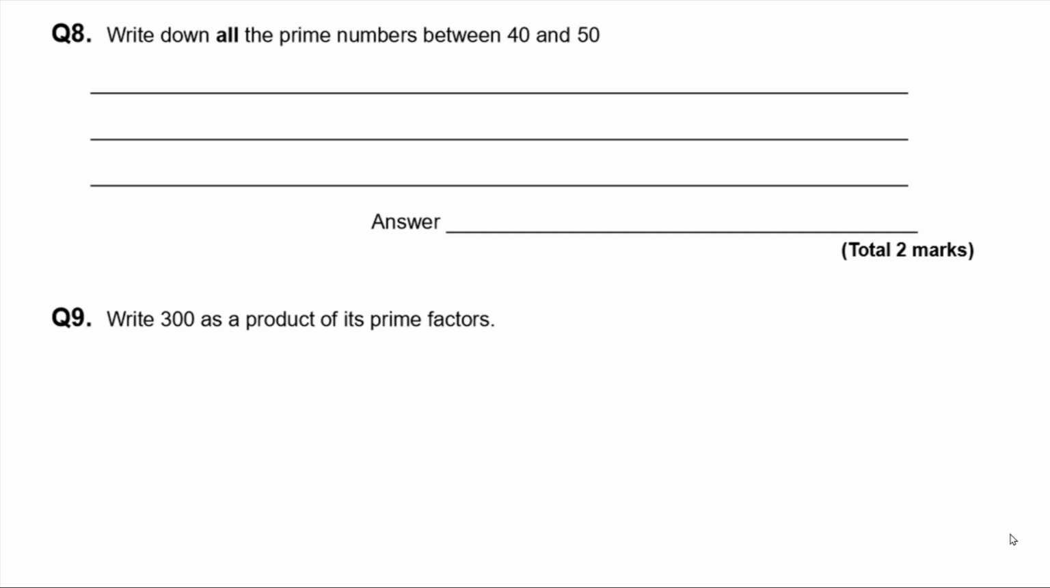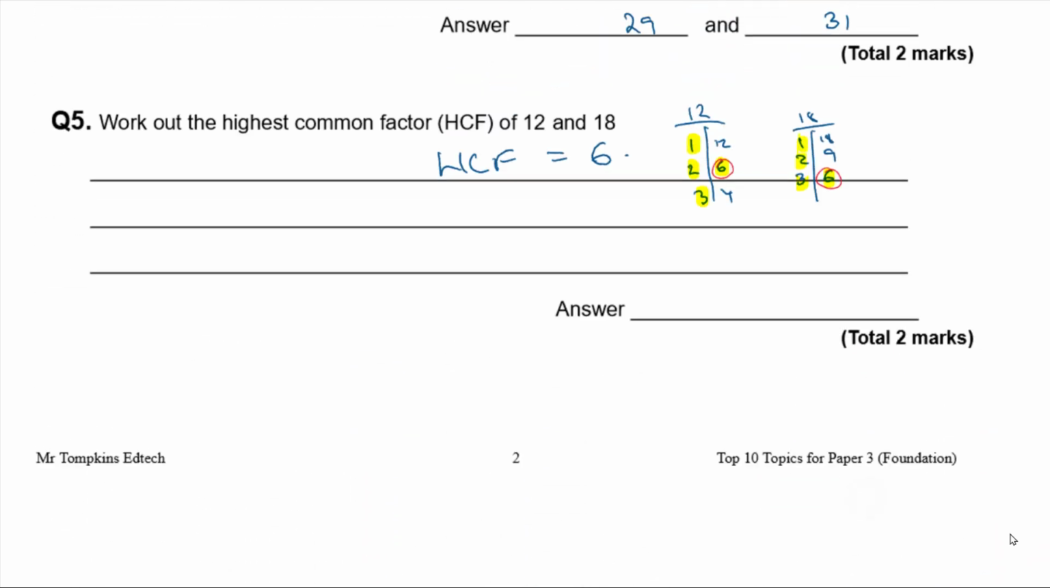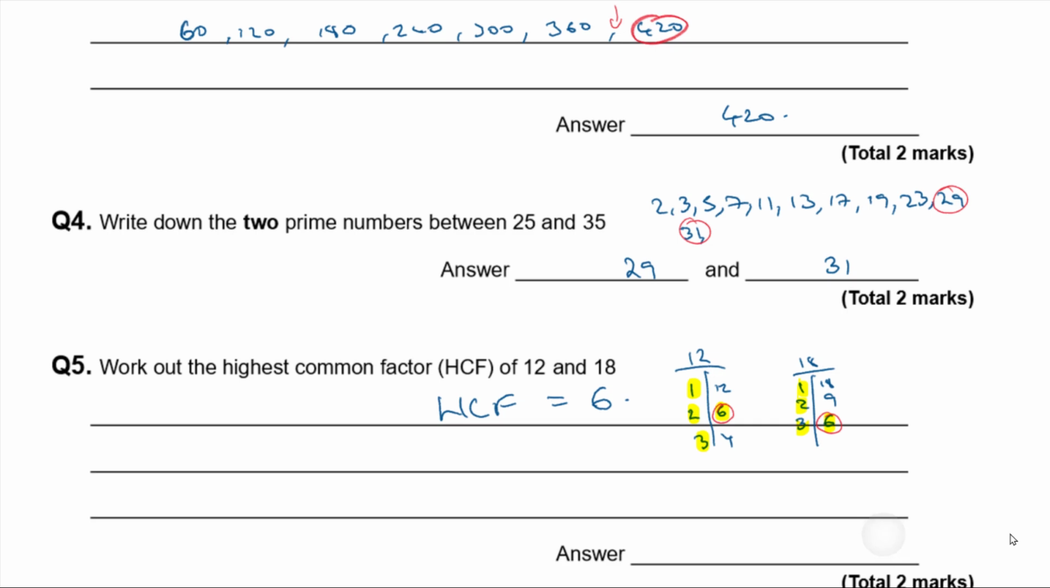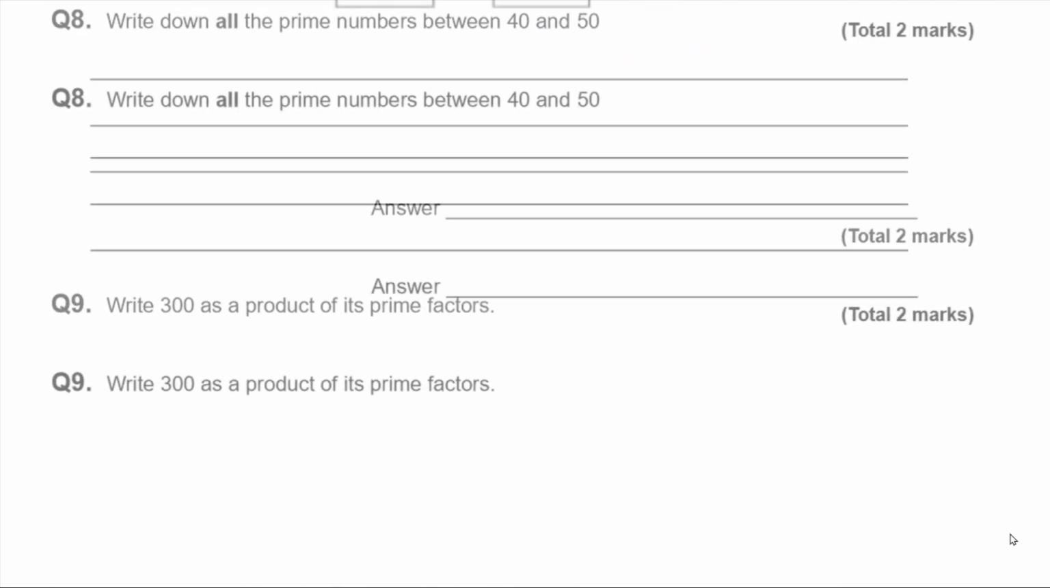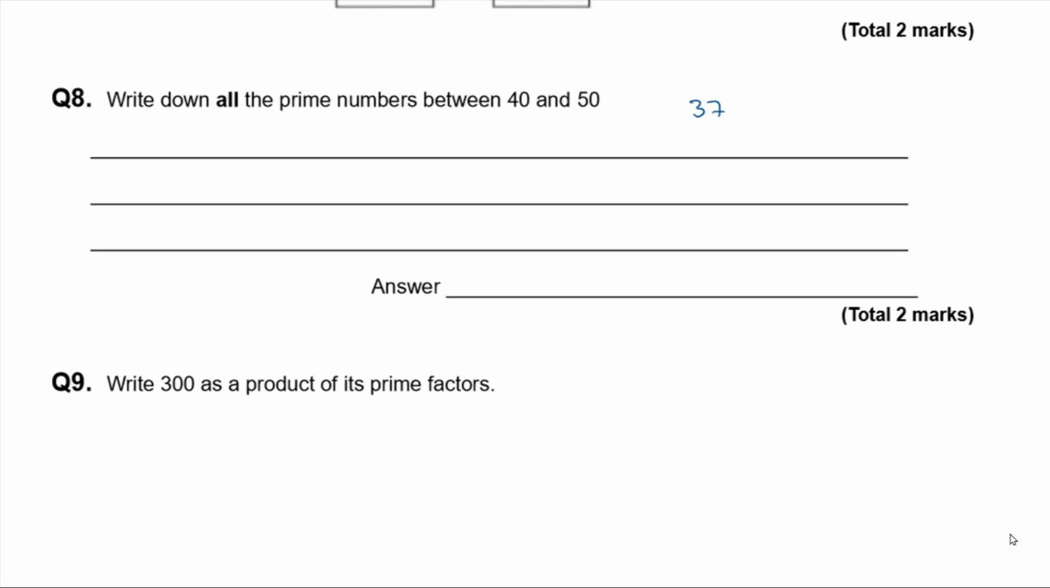Question 8. Write down all the prime numbers between 40 and 50. So carrying on from our list that we had earlier, I think we got up to 31. So what's after 31? Then you've got 37, 41, 43, and 47. Now, if you're struggling to remember, there is a quick way of checking if it is a prime number. You can use the prime factor decomposition button on your calculator.